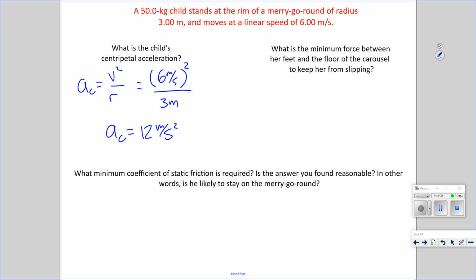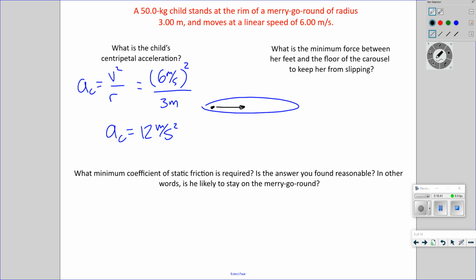What's the minimum force between her feet and the floor to keep her from slipping? Okay, this is a kid standing on a rotating platform. All right, here's the kid, on the rim, on the edge. The kid moves in a circle because of a force that points inward, and that force is a friction force.